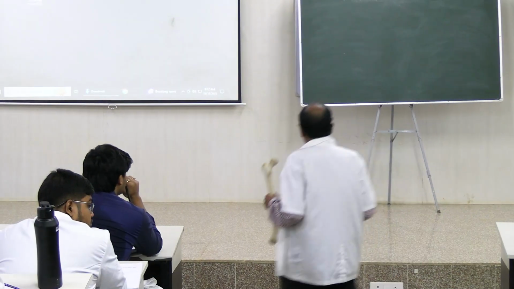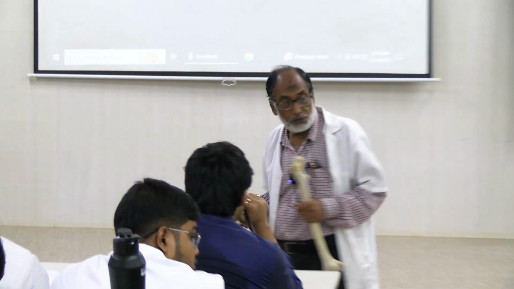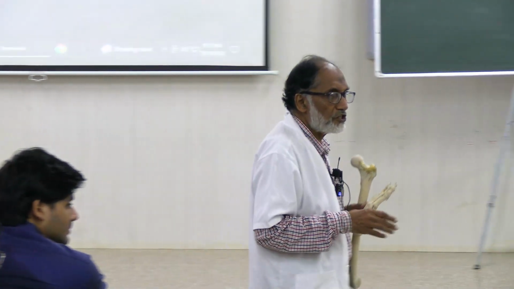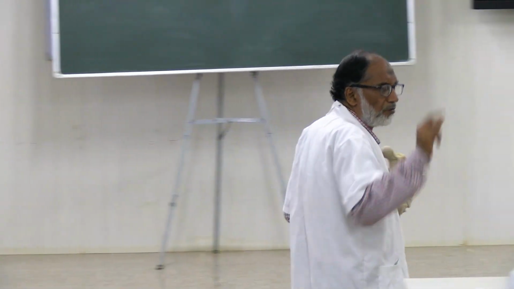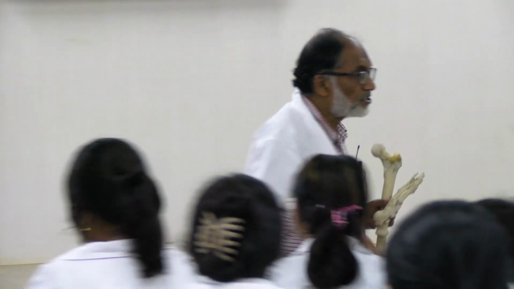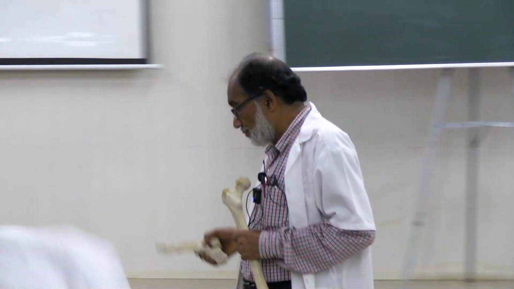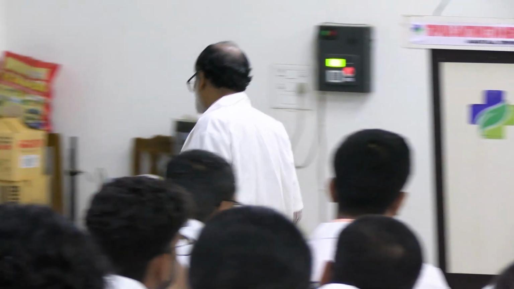Now, today our main topic of discussion is the blood supply of a long bone. Blood supply of a long bone. Now, four sets of arteries generally supply a long bone. Four sets of arteries.